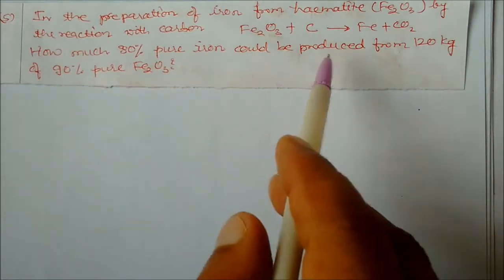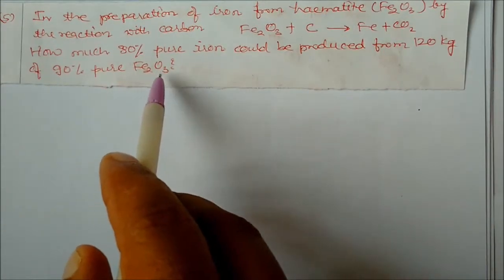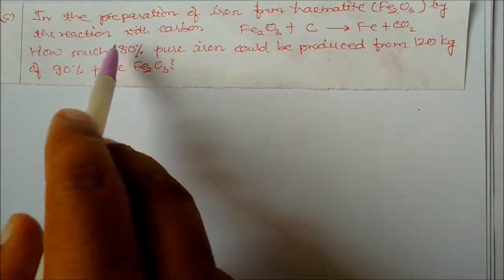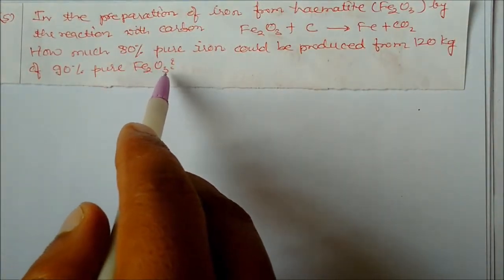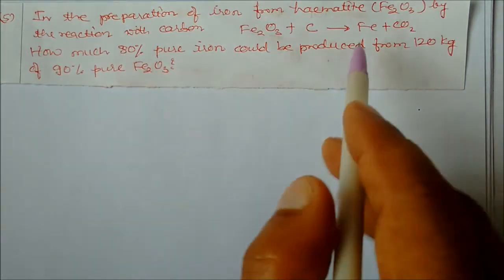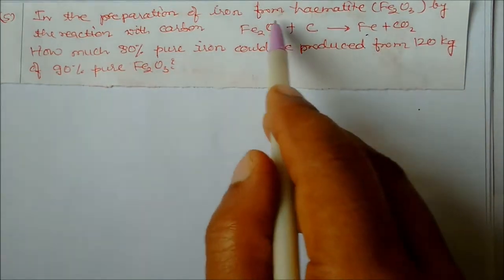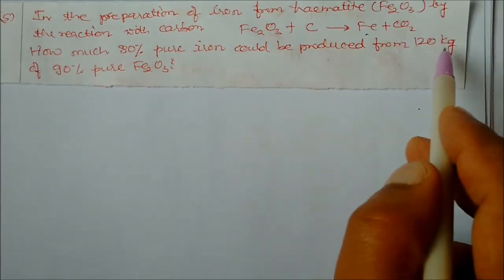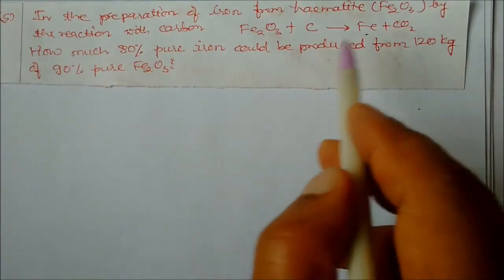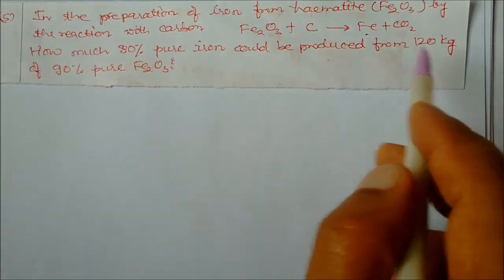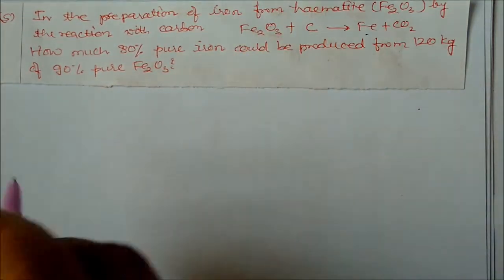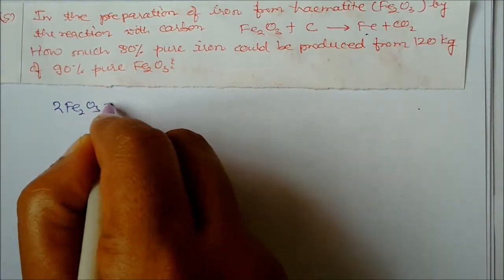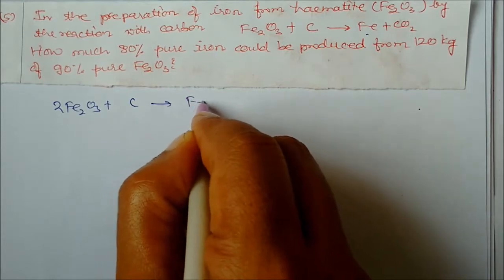So 120 kilogram given, and it is 90% pure. From that we have to get 80% pure iron. Means if you have 100 gram Fe2O3 here, you are getting 80 gram of pure iron. Means this is 80 gram and this is your 100 gram. But it is an impure sample which is 120 gram. So for 120 gram we have to find out what is the total pure Fe2O3 present here. So first you write the equation: 2 Fe2O3 plus carbon, so you will get Fe plus CO2.